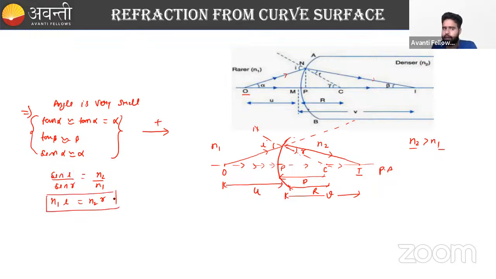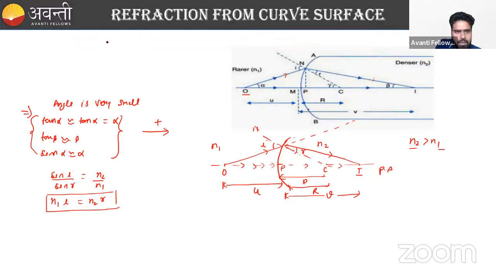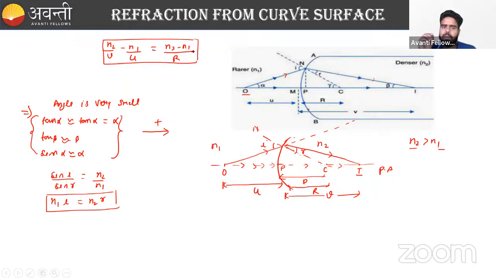Here we have to develop a relationship, and we have to keep in mind what the relationship is. That is N2 upon V minus N1 upon U equals N2 minus N1 upon R. This is the relationship we have to derive. Then we have to keep in mind that in the final result, we only want N1, N2, V, U, and R. So we have to eliminate i and r from here.